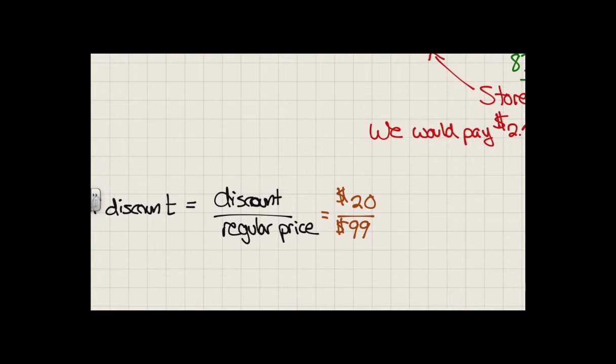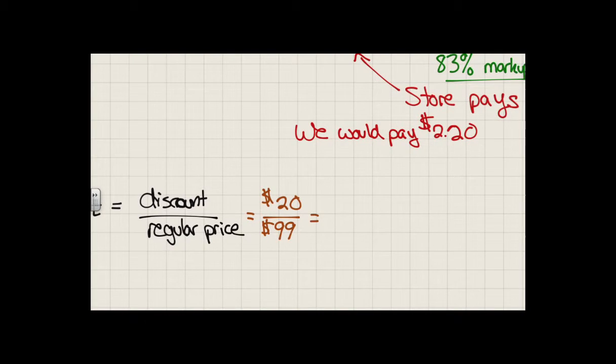So we go ahead and we divide, like we've been doing. 20 divided by 99 is what decimal? 0.20 repeat. Okay. Ooh, nice repeating decimal. Oh, I like those. Okay. What percent is that really? Right around what? That's right around a 20% discount.